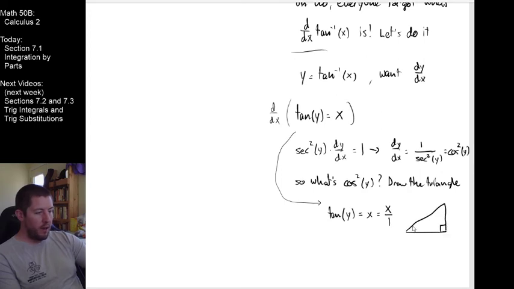So here's my right triangle. We've got our angle of y. And I'm claiming that the tangent of y, opposite over adjacent, has opposite x, adjacent 1. If we do a little bit of Pythagorean theorem right here, then we can see that this other leg up here should be the square of 1 plus the square of x equal to the square of this side. So this is going to be the square root of x squared plus 1 as our hypotenuse right there.